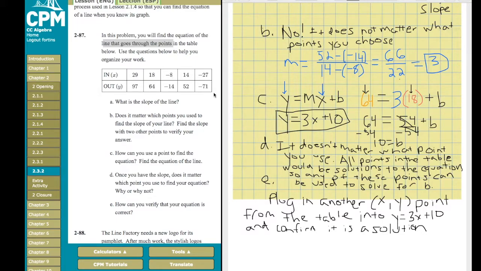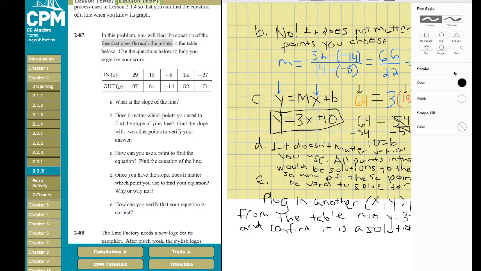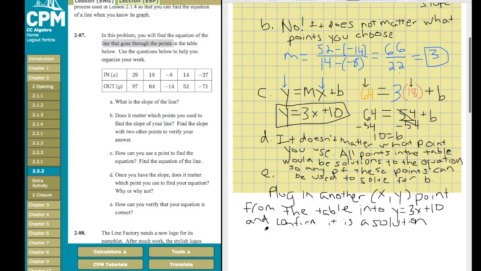So if I take a different point, one that I didn't use here, right? I've got to cross off (18, 64). I'm not going to use that point because that's what I used to get my equation, to solve for b, to get y equals 3x plus 10. So I'm going to use a different point. Perhaps I'll use (14, 52), because that's also two positive numbers, also kind of low like these are here, not as big as this. So maybe I plug that into the equation to see if I get the correct answer.